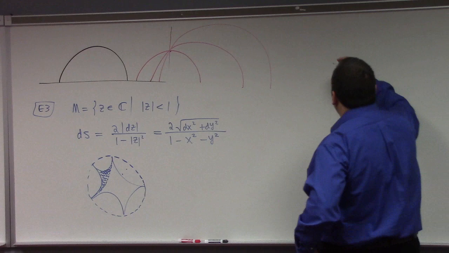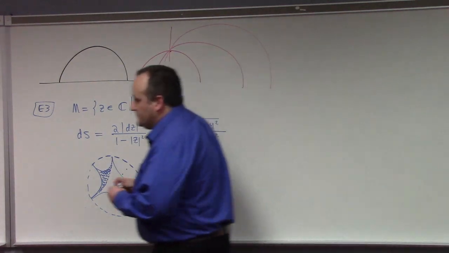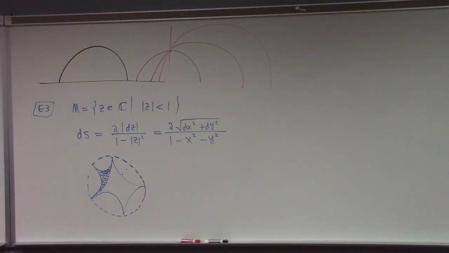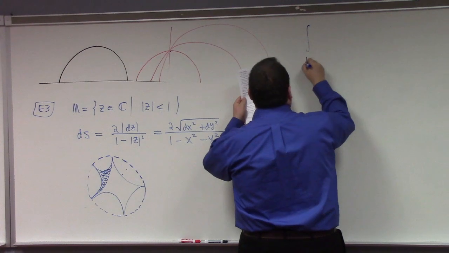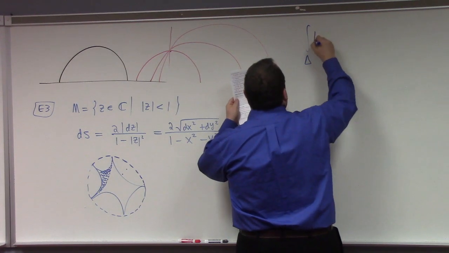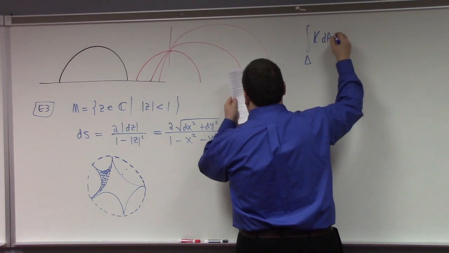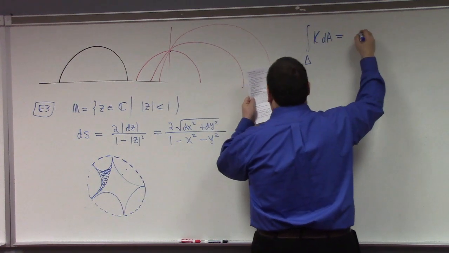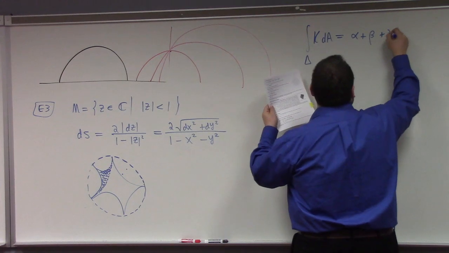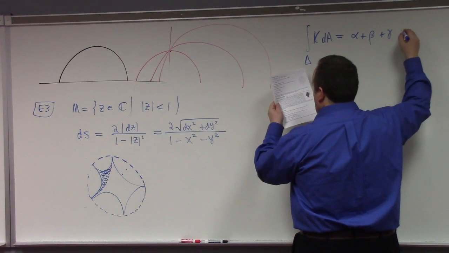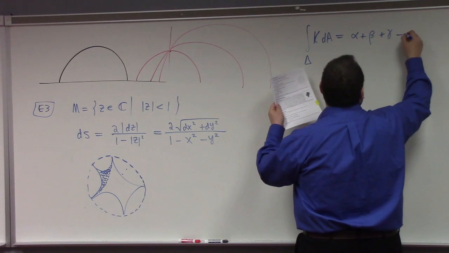But the interesting thing is Gauss proved, among other things, this formula. He proved that the integral over a triangle of the curvature is equal to alpha plus beta plus gamma minus pi.